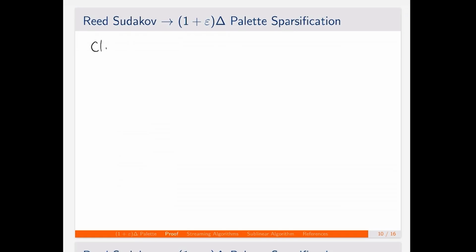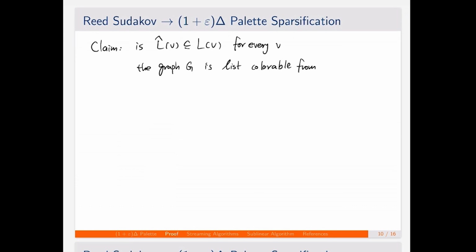Okay, so instead I can claim that there is a subset L hat of V in the list L of V for every V, and the L hat is highly concentrated, and the graph G is list colorable from L hat. Okay, so why is this true?